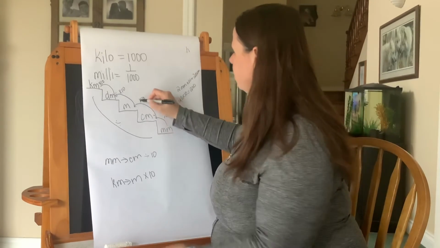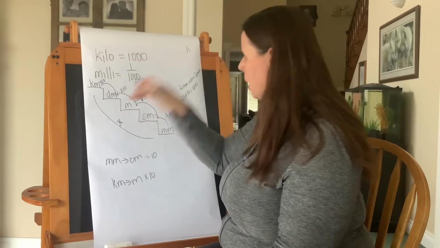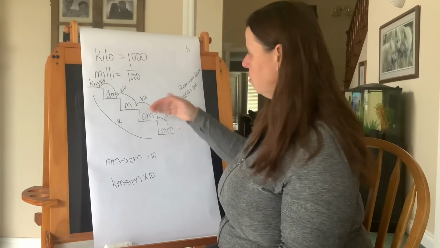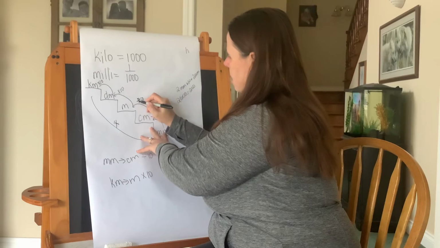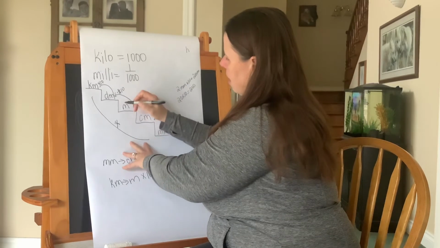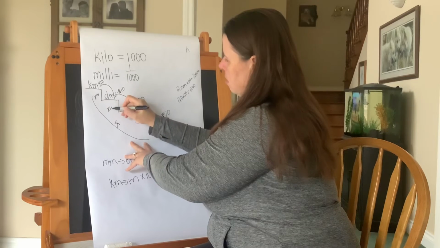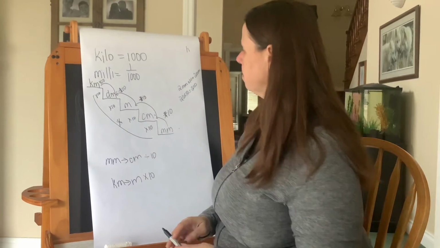Oh, I'm wrong. Going up the steps, it's divide. Going down the steps, it's times. Because there would be more of each as you went down. Okay? So for every step up, we're going divided by 10, divided by 10, divided by 10. And for coming down the steps, we're going times 10, times 10, times 10, times 10. Okay?